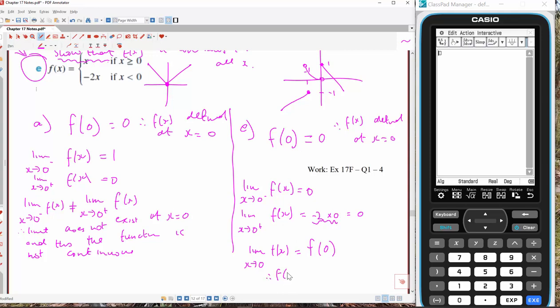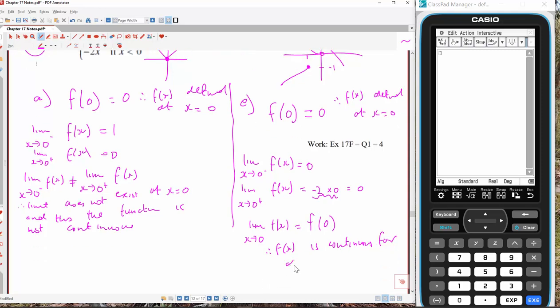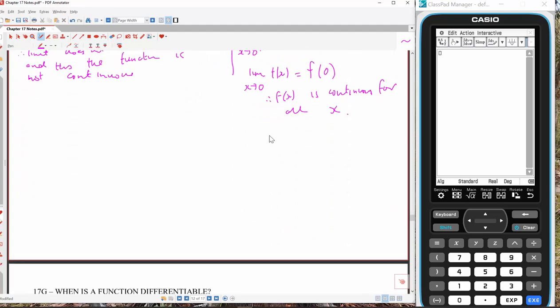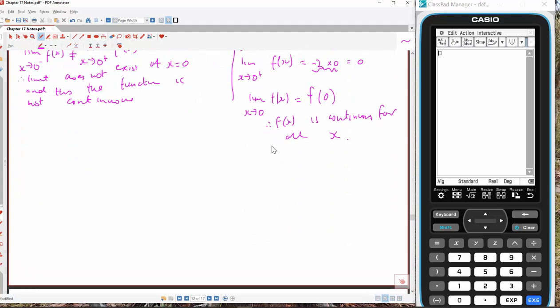Therefore, f of x is continuous for all x. All right, so there is your work, 17F, questions 1 to 4. There'll be a worksheet also following up on some of these ideas.